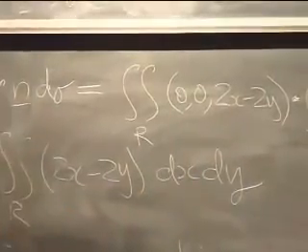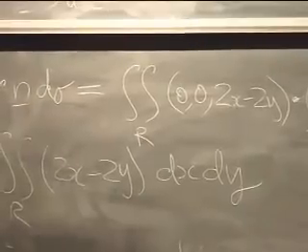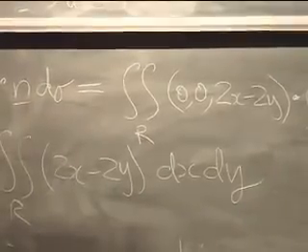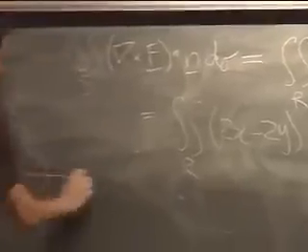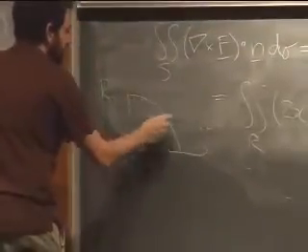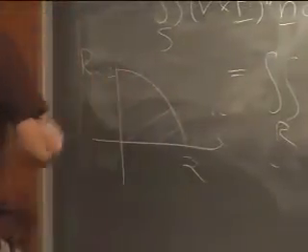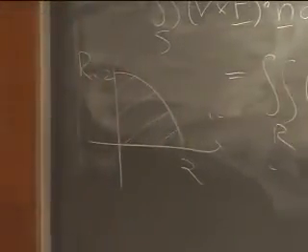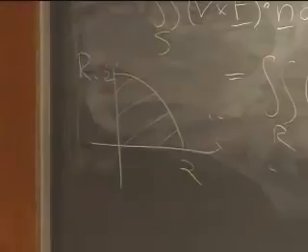Now what is the region? The region is the shadow of the surface. So the region R looks like this. It's just a quarter of a circle. And the circle has radius 2. Okay, so that's the integral that you have to do.